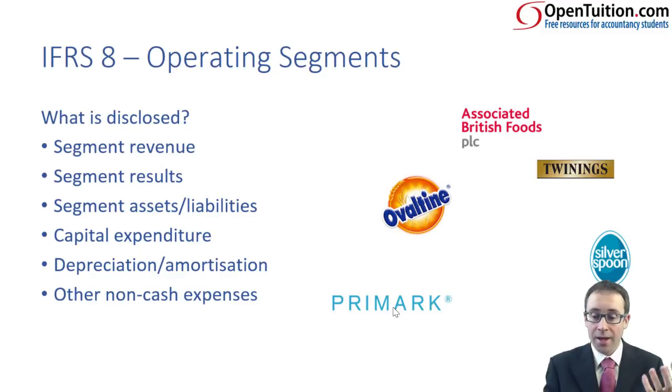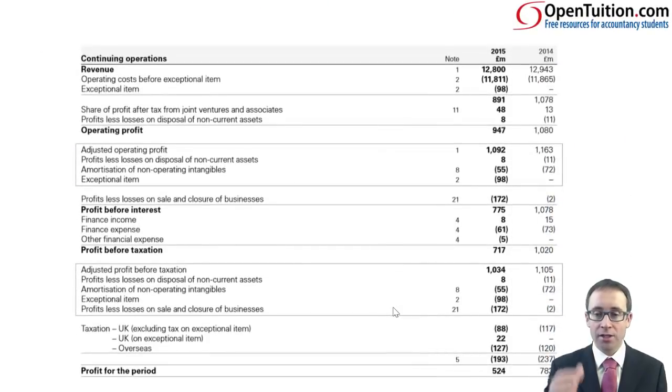Okay, so let's go through and have a look at it and see, can we spot the revenue, the results, the assets, the liabilities, the capex, depreciation, amortization, and other non-cash expenses. So if we go through there and have a look at the grouped financial statements of AB Foods from 2015 and 2014. So what you can see there is at the top you have the revenue. Okay, so I think you can see that the revenue for 2015 is £12,800 million.